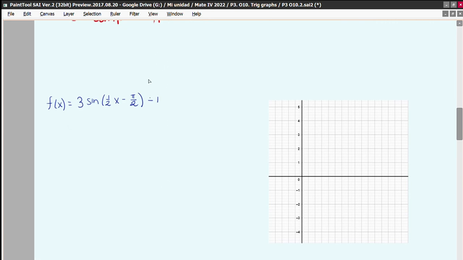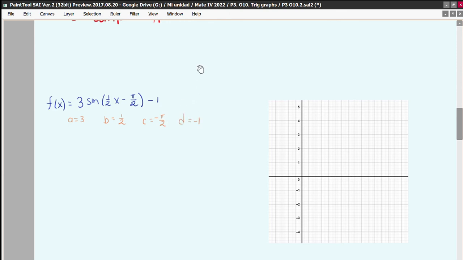Here I have this example. So first let's identify all the parameters. The first parameter A, its value is 3. The second parameter B is 1/2. The third parameter C is minus pi halves. And the D parameter is -1.